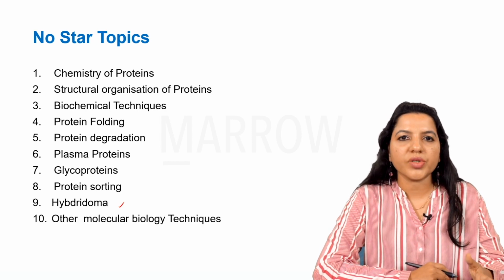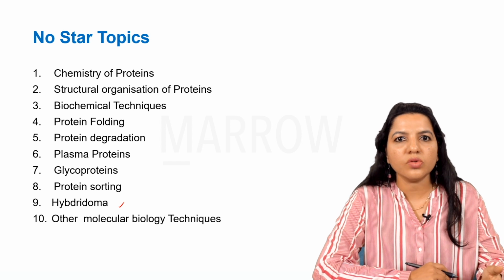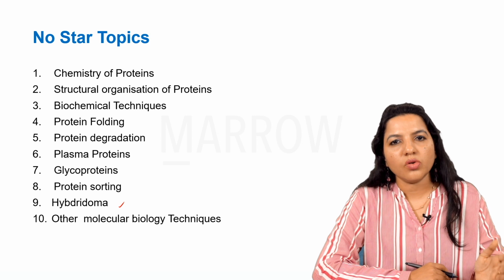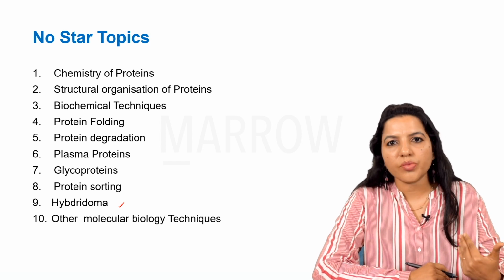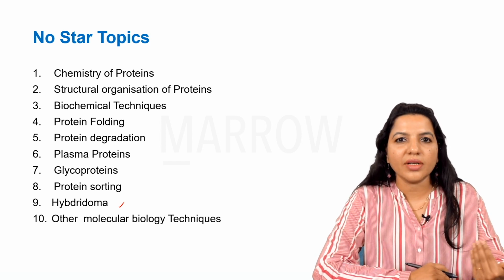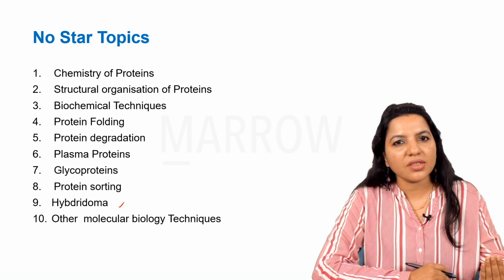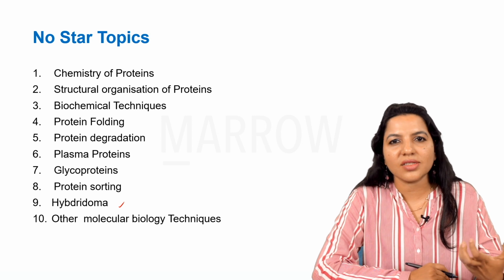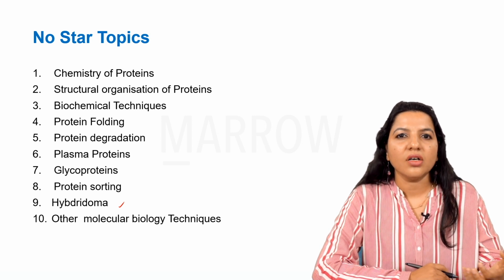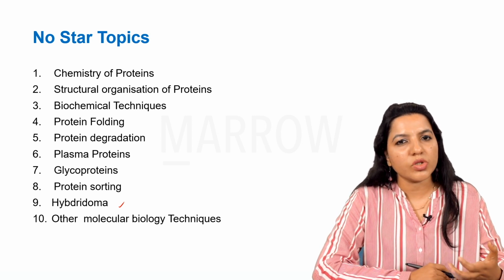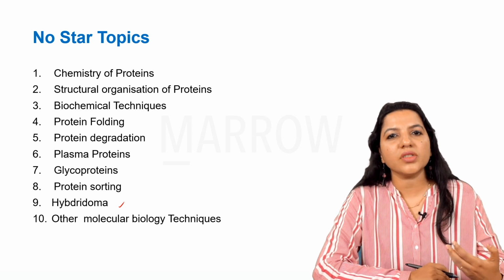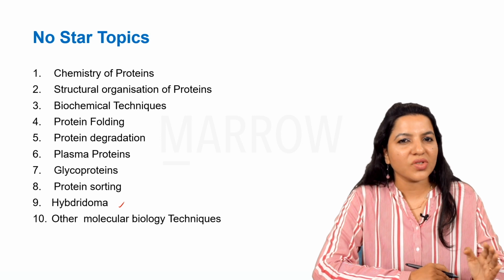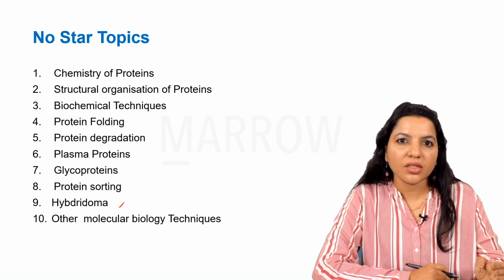So for all these topics, what is the strategy? First do the MCQs, then only read selectively. And all these no-star topics I have not included in the videos. The basic reason is you don't need videos for these, because they need just selective reading only. If I make a video, it will take a lot of time, and you will think that biochemistry itself is so big, so many hours for you. That's why I didn't include these in the videos.